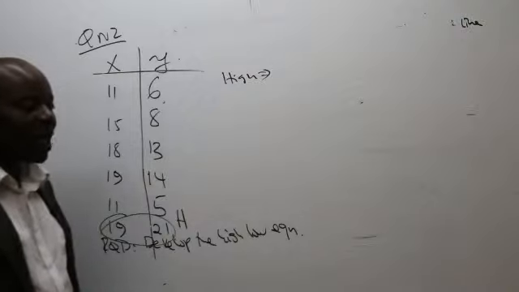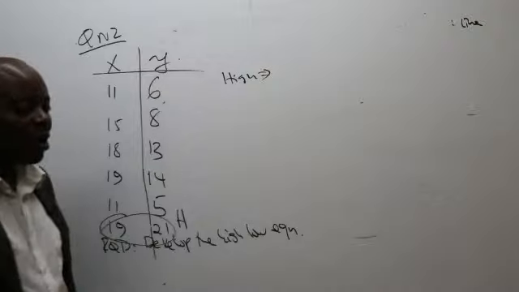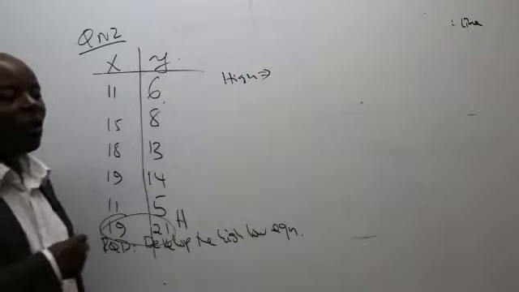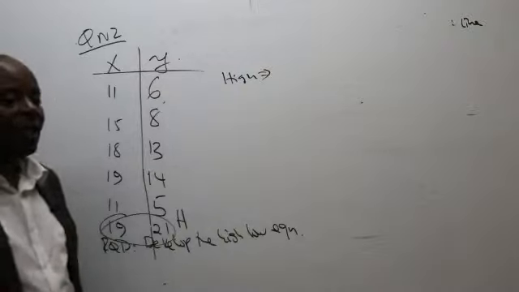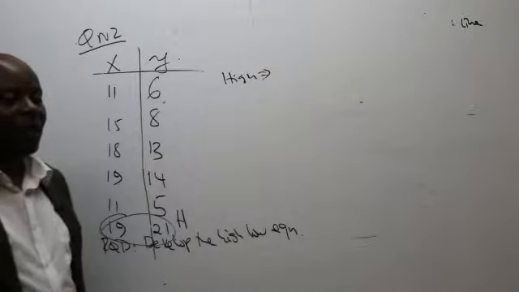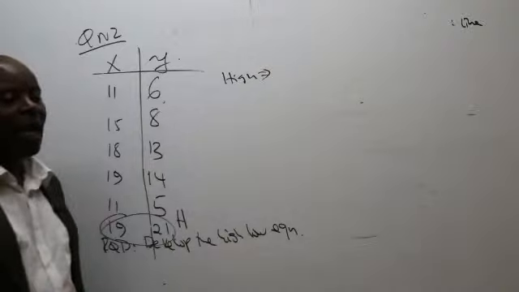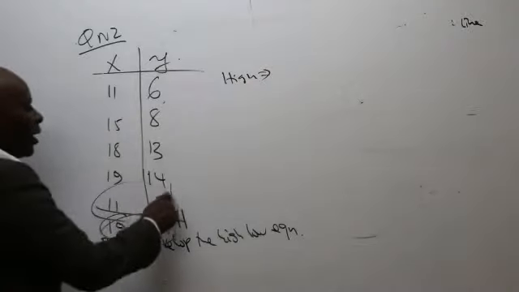Catherine, hapana, kumbuka hapa ni lowest. So kama ni lowest, inakuwa lowest of the lowest t. So it should be 11 with what here? A 5. 11 with a 5, thank you very much.